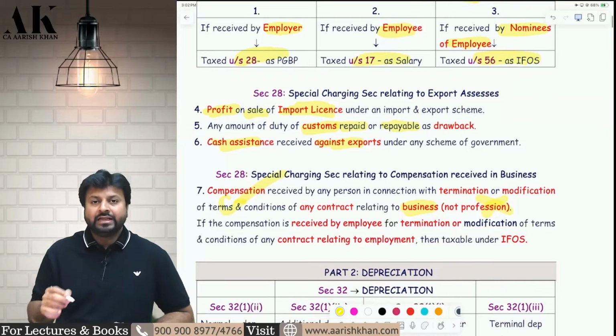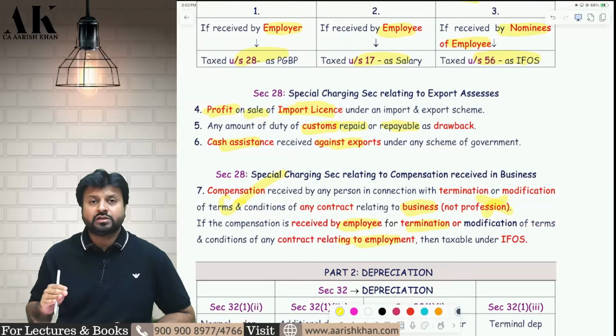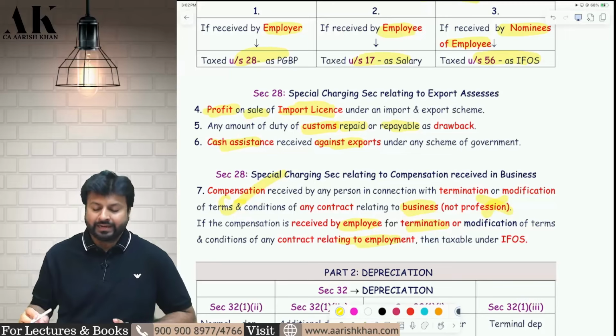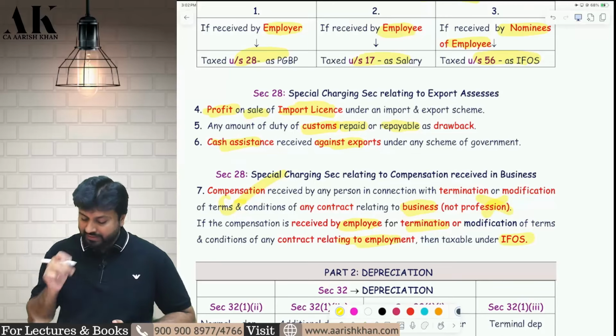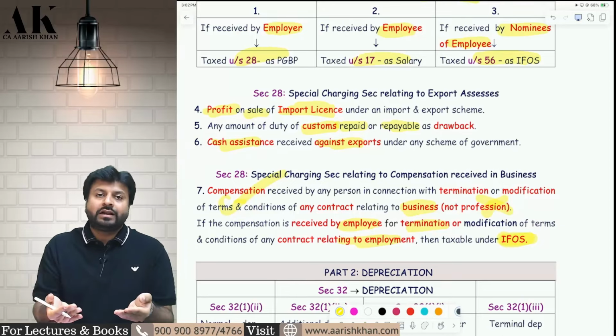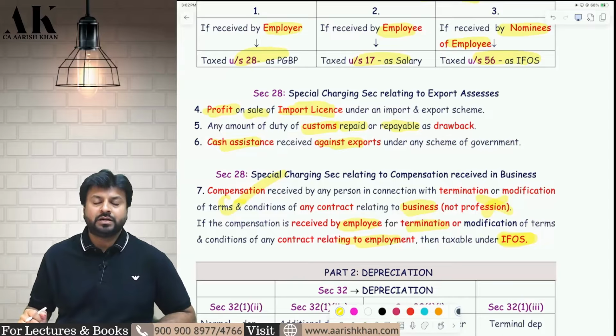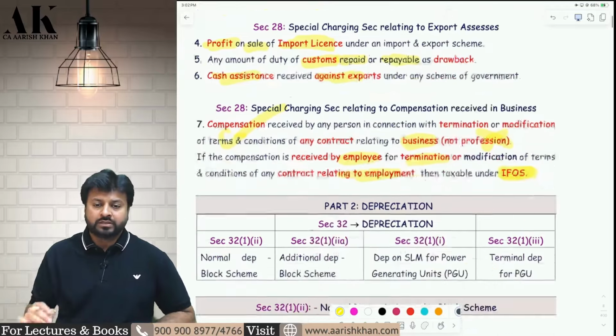Similarly, if you are terminating your employment contract and you receive some money from the employer in relation to termination or modification of the employment contract, then it is chargeable under income from other sources. So if a business contract is terminated, it is chargeable under PGBP. If an employment contract is terminated, it is chargeable under income from other sources. I hope it is clear to all of you.